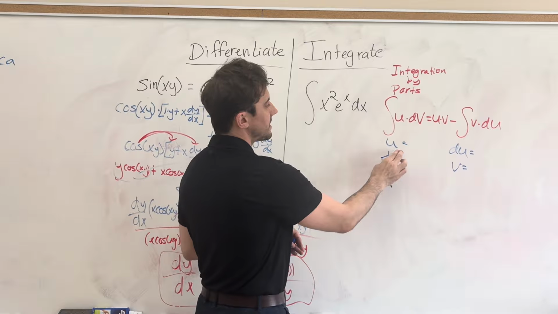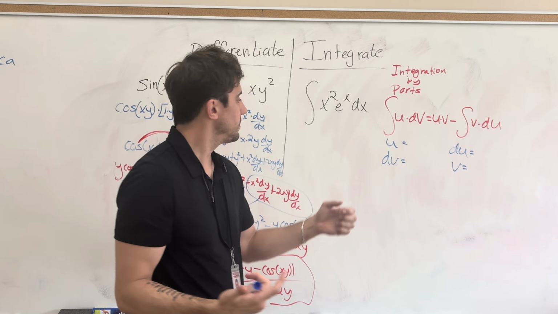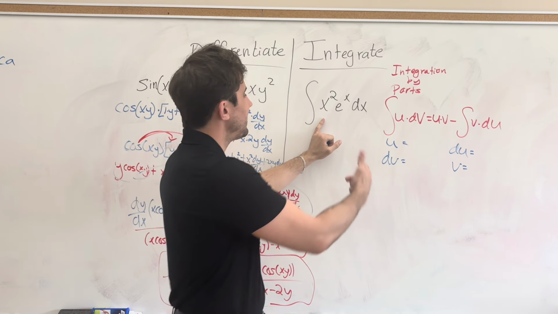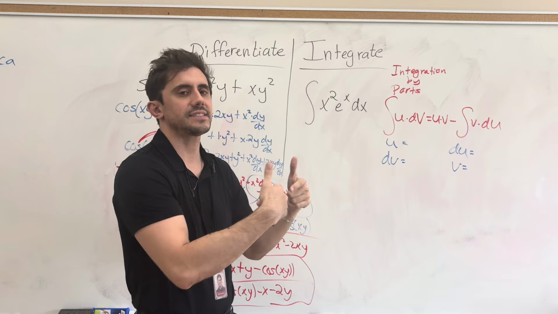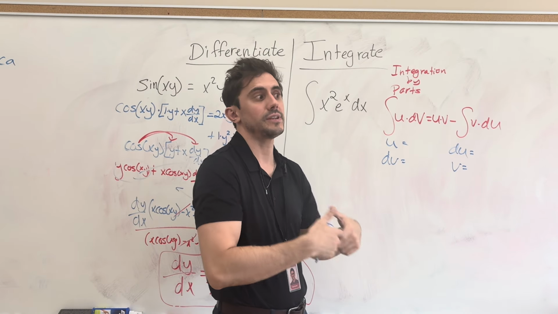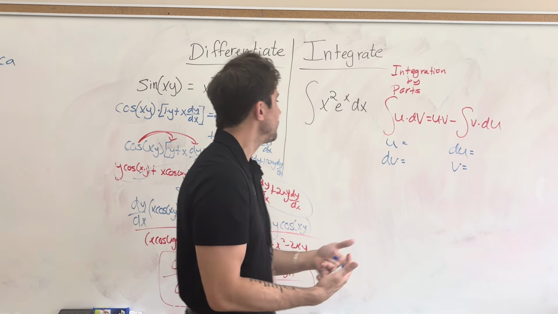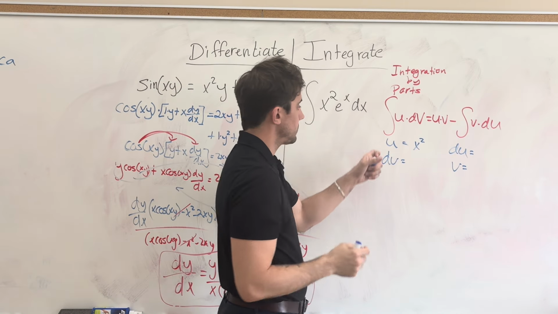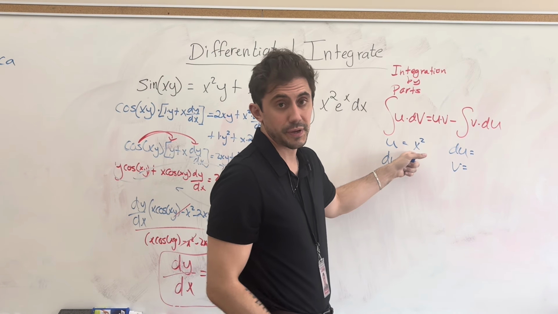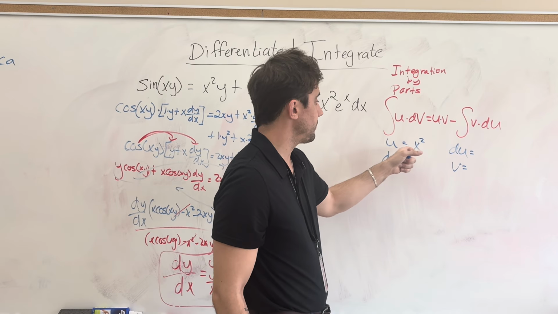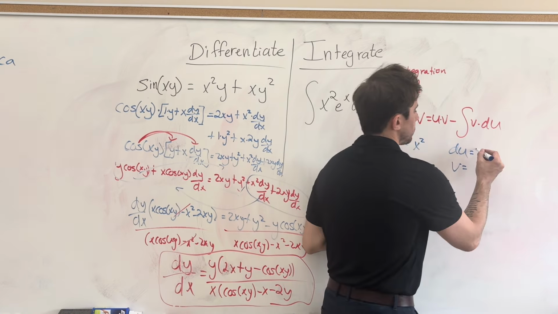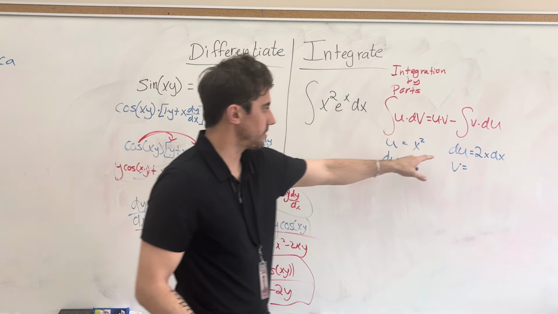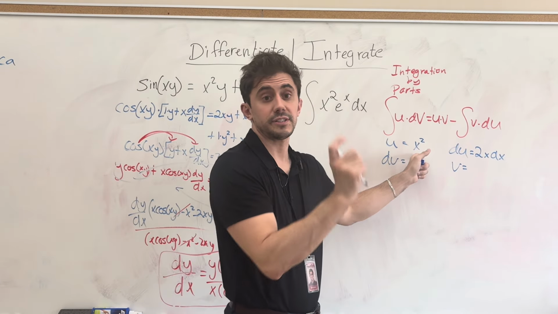Now, the best candidate, typically speaking, for u is something that we can differentiate easily, that becomes less complicated to deal with, that dwindles down in its complexity. Something like x squared is great for that, because once you pick your u, you're going to have to take du, and the derivative of x squared is just 2x dx, right? That's simpler than x squared because the exponent has gone down.